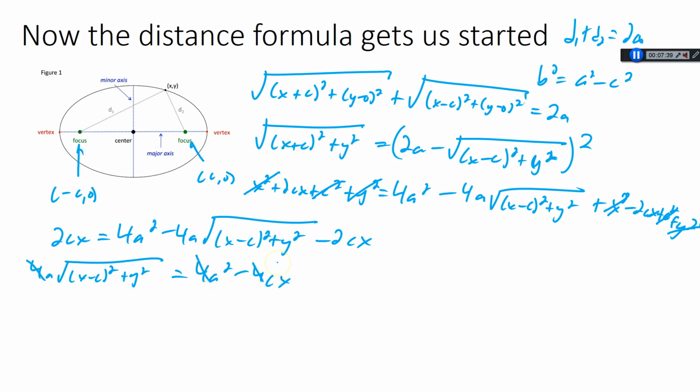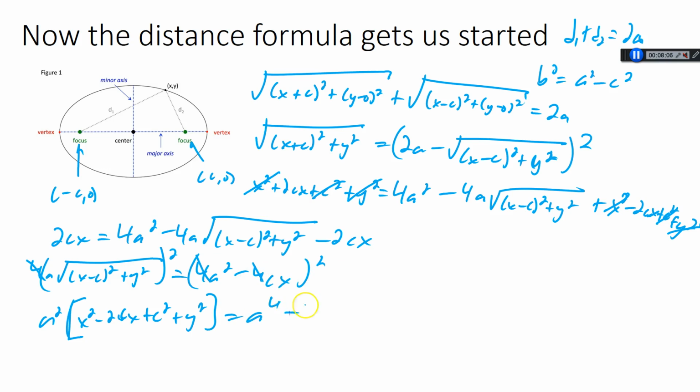That's nice. Now what we're going to do is square both sides again. So we're going to square this side, and we're going to square this side. Left side, we have a squared times, I'm going to expand this out. Let's use brackets. The square root takes the square root away, but I'm going to expand this out. So we have x squared minus 2cx plus c squared plus y squared equal to, if we square this side, we'll have a to the 4th minus 2 times a squared times cx plus c squared x squared.